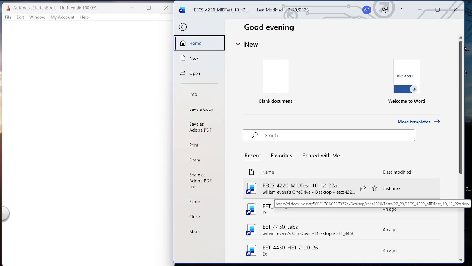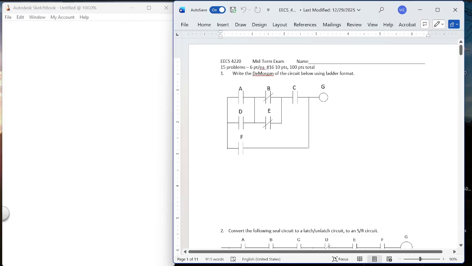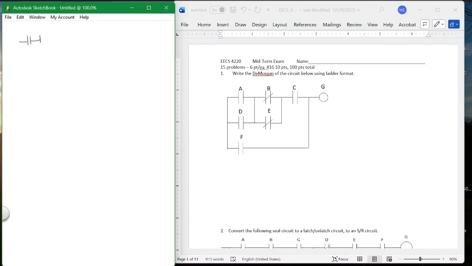This one is 10, 20, 10, 12, 22A. Okay, so any questions about this one? It would be A naught and D naught. And now it's ORed with B and E. And now it's ORed with C naught. And that was ORed, now it's ANDed with F naught. That would be G naught. Any questions there?